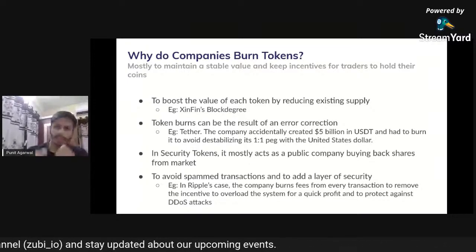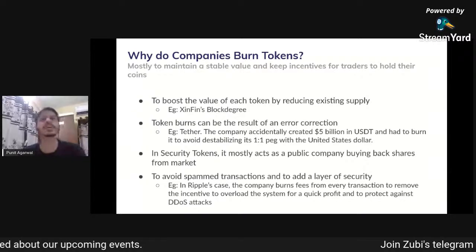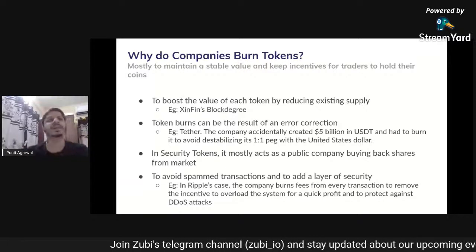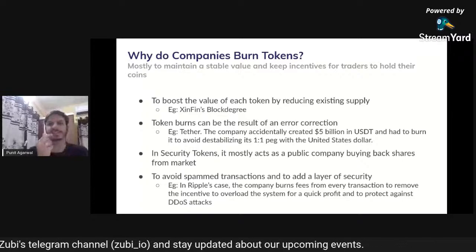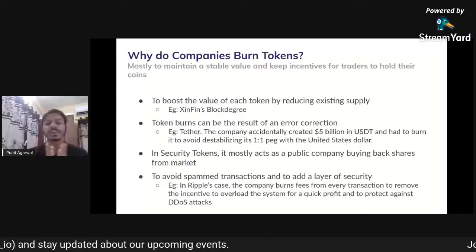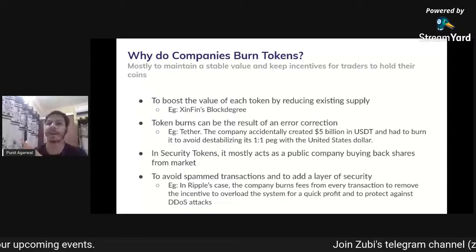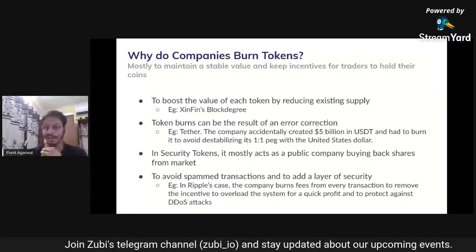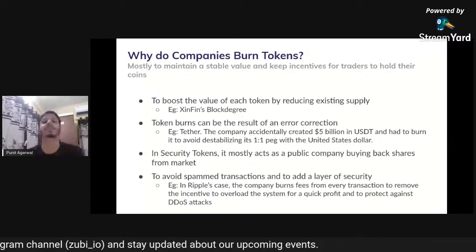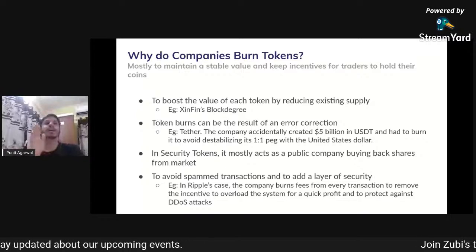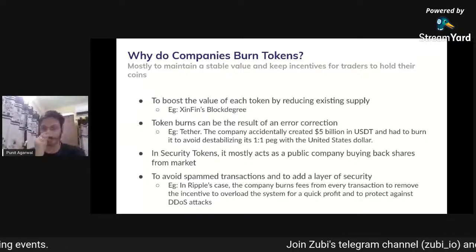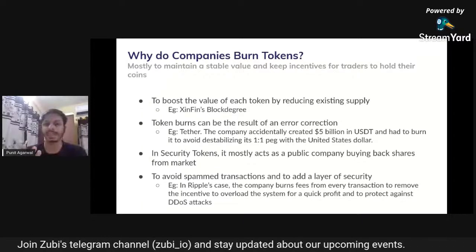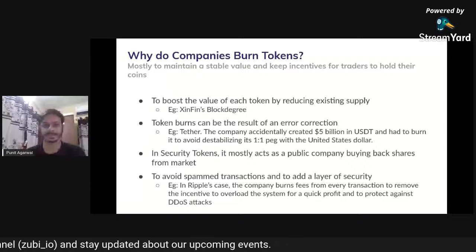The third way is in security tokens. Security tokens are basically tokens that have some collateral attached to them. Security tokens can also be related to private limited companies or public limited companies, wherein for every token that you get, you get a percentage of that particular company. So here the companies also burn tokens to buy back shares from their investors, to buy back the shares from the people.